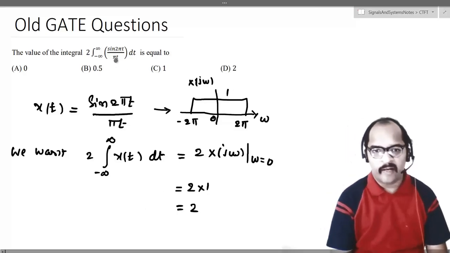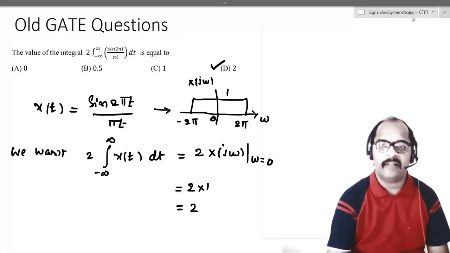So the value of this integral is how much? 2. So what is the right choice? D is the right choice.